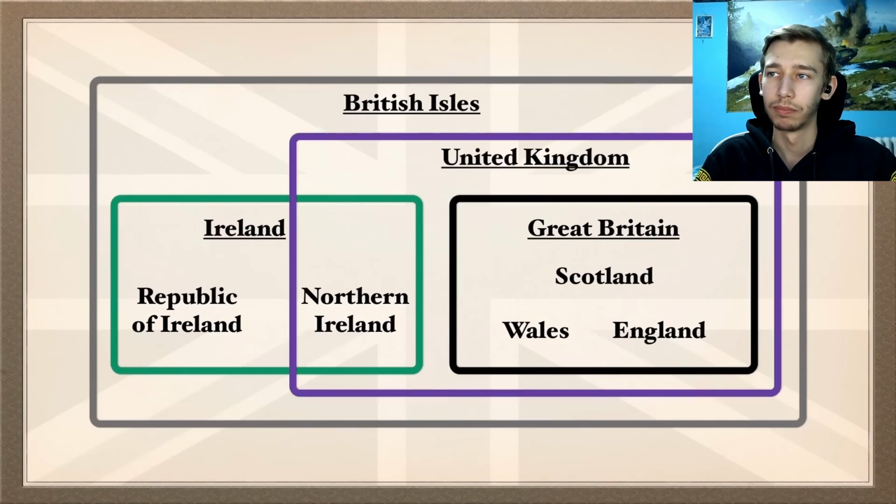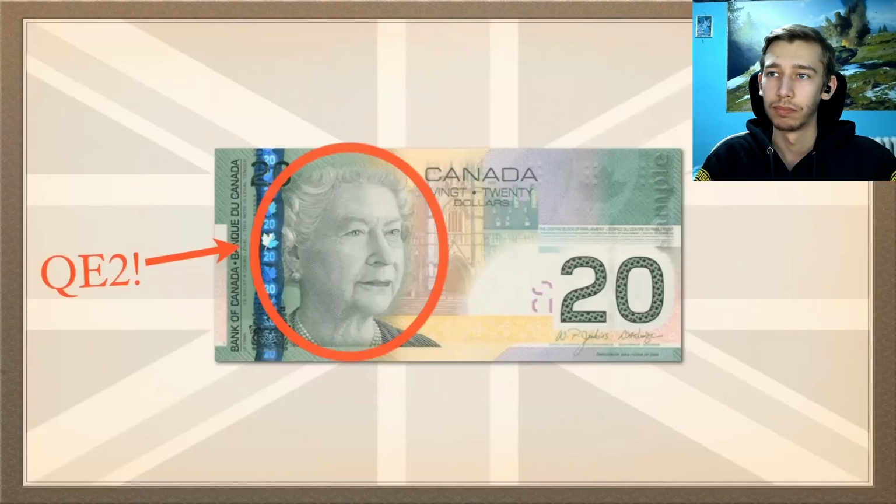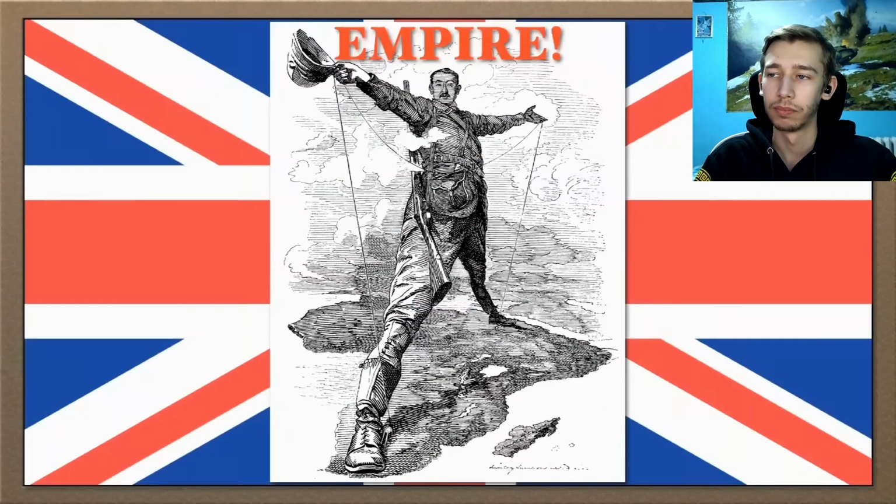There are still many unanswered questions, such as why when you travel to Canada is there British royalty on the money? To answer this, we need to talk about empire. Because it used to be a colony.